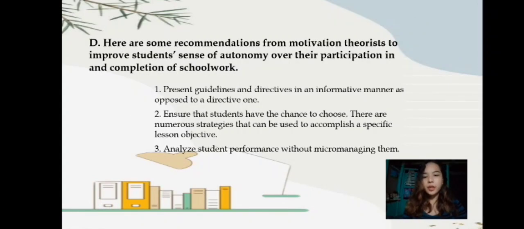Well, here are some recommendations from motivation theories to improve students' sense of autonomy over their participation in and completion of schoolwork. First, present guidelines and directives in an informative manner as opposed to a directive one. Second, ensure that students have the chance to choose. There are numerous strategies that can be used to accomplish a specific lesson objective. And lastly, analyze student performance without micromanaging them.